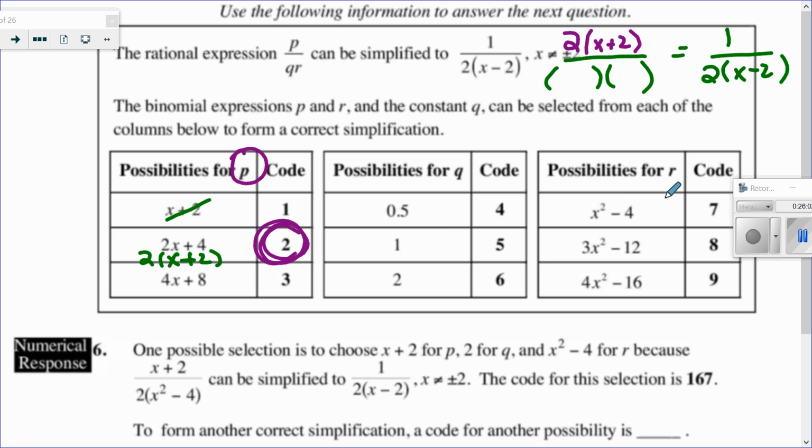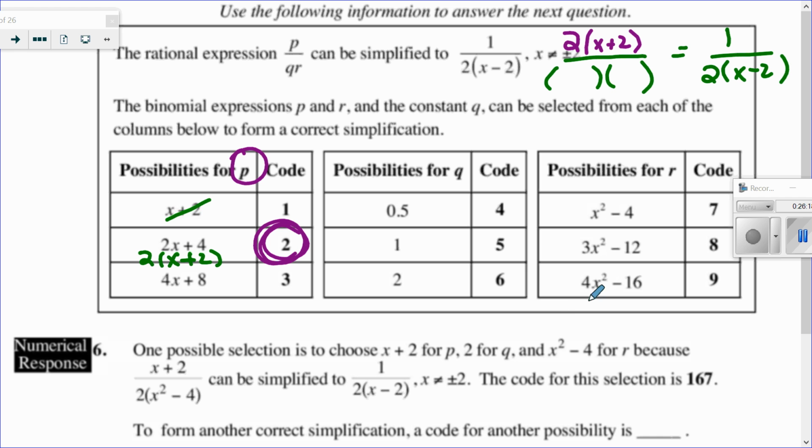Let's just see what my choices are for R. I want to get rid of this x plus 2, and I want a 2 on the bottom. So let me think here. What am I going to do? I'm going to try this one here.